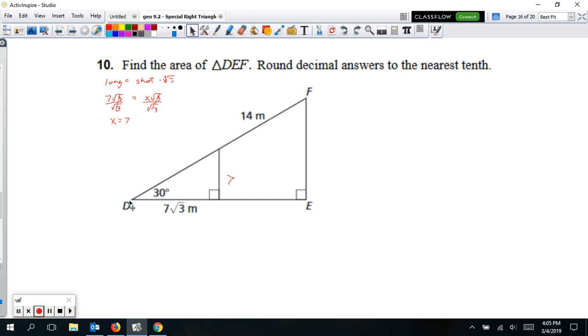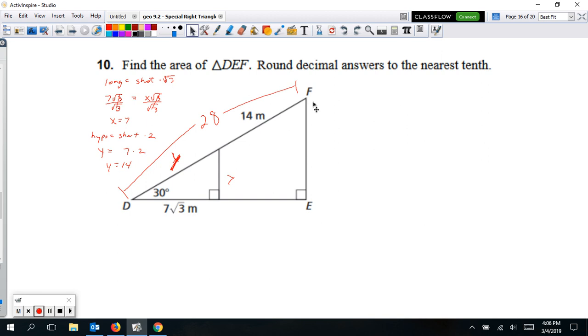And now for the hypotenuse, we know that it's just going to be 2 times this. I'll write it out though, just so you can see. We're looking for that right there, we'll call it y. So the hypotenuse is equal to the short leg times 2. If the short leg is 7, then it's 7 times 2, which is 14. So this is now 14. If this is 14 and from here to here is 14, the whole thing from D to F is 28.